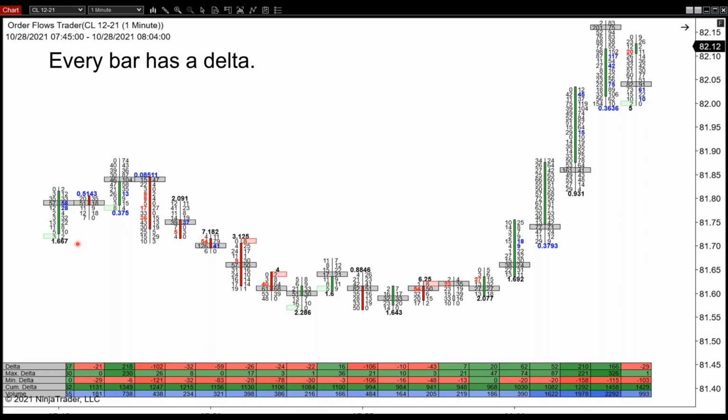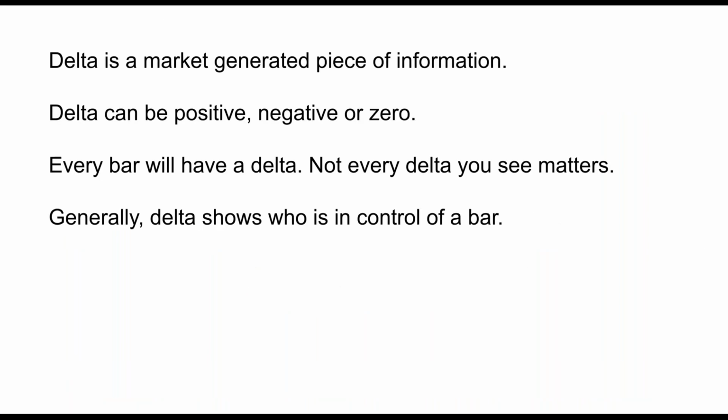Then it's easy. But then once you start seeing changes in the delta, and I'm going to get to this a little bit later, it's going to tell you when a market is getting weaker or when a market is getting stronger, when there's signs of absorption, and many more ways of analyzing the market.